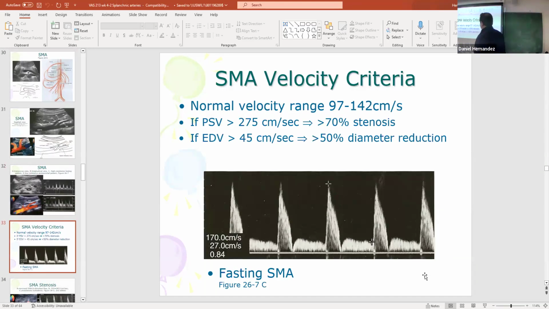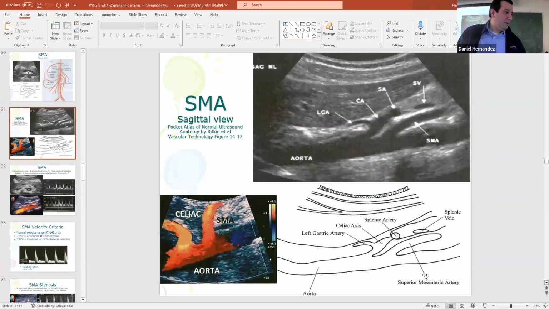So velocity criteria. Don't worry about the end diastolic, just our peak systolic. So this one's 275. Why would it be high velocity if they're fasting? Not high velocity, low resistance. So that low resistant waveform could potentially indicate a stenotic lesion. When we have stenotic lesions, we get an increase in both end diastolic and peak systolic velocities. So a stenotic lesion will create a low resistant waveform. So when we have stenosis, we get low resistant waveforms.